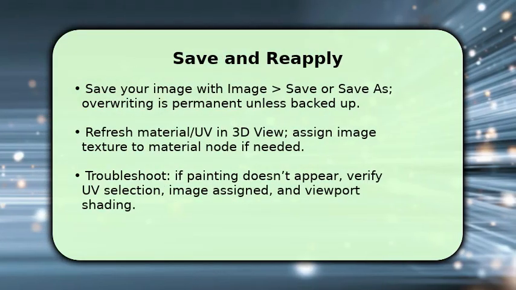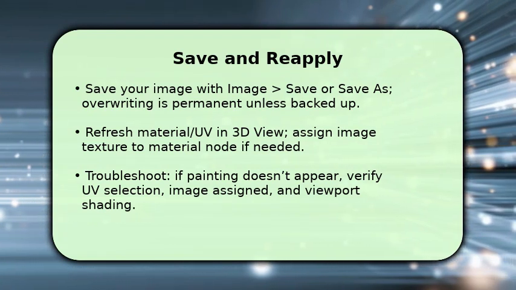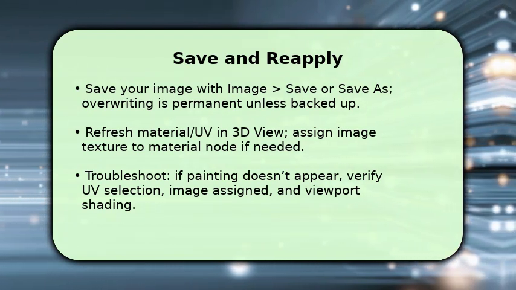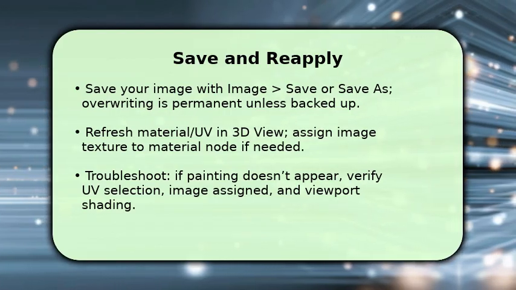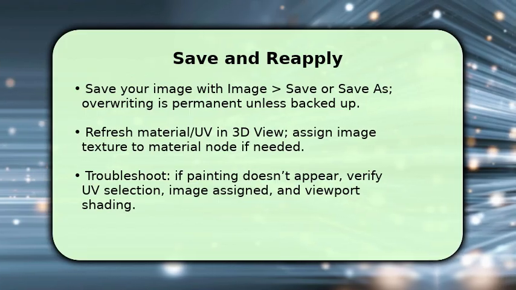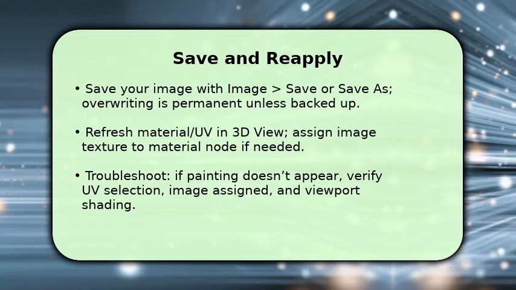Finish by saving and linking your edited image back into the 3D scene so you can see the result. Use image save or save as to write the file to disk. Remember, overwriting replaces the original, so keep backups. Then refresh the material or reassign the image texture node in the shader editor so the 3D view updates.